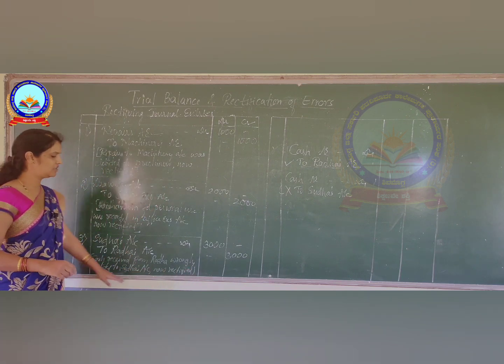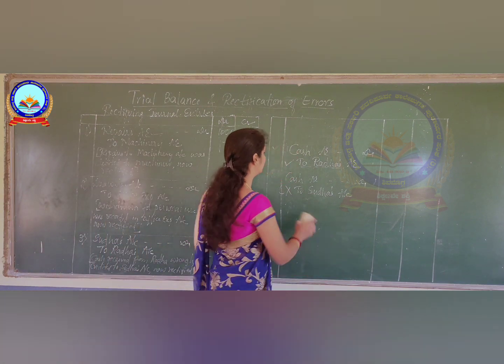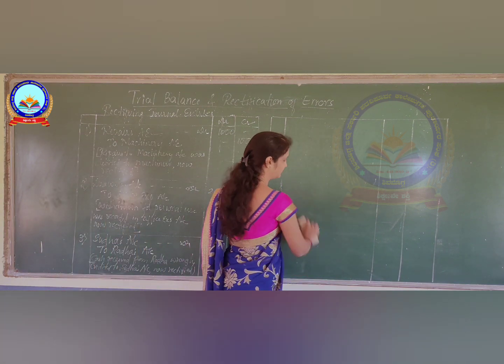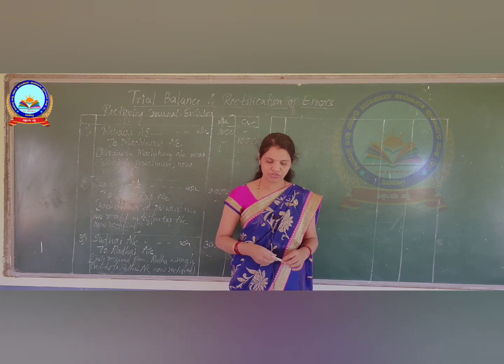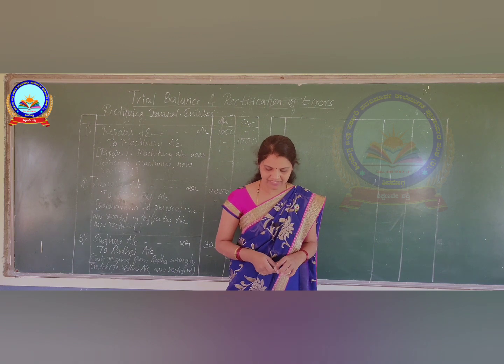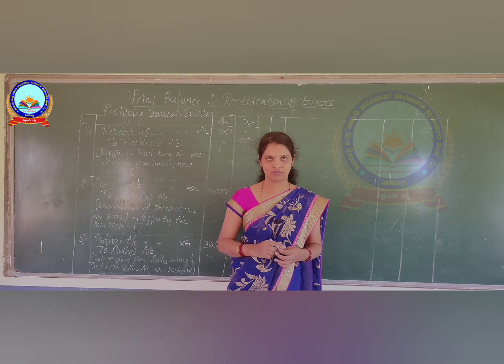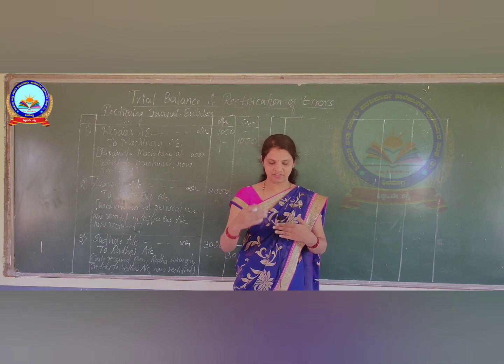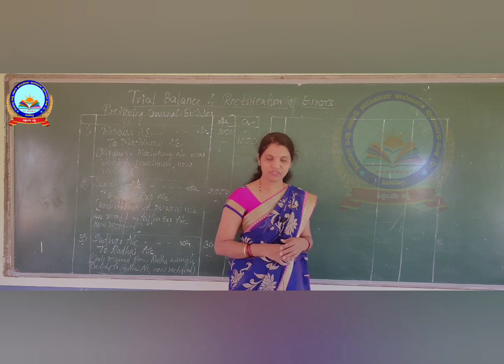Write the transaction and write it as "now rectified" if you don't know. Next error, the fourth one: an amount paid towards salary of rupees 4000 has been debited to rent account. Divide this as two parts. The transaction is amount paid towards salary, rupees 4000.